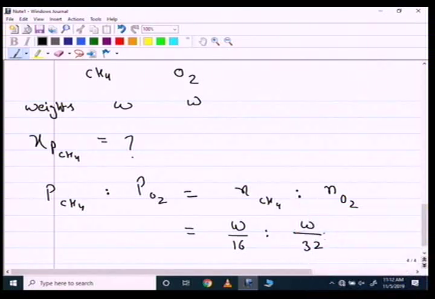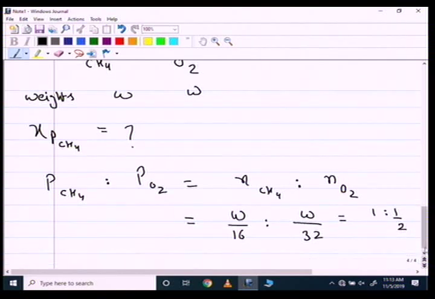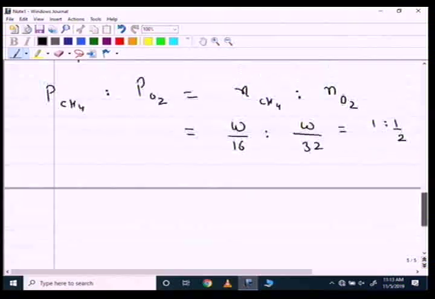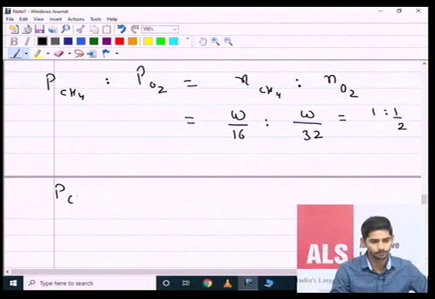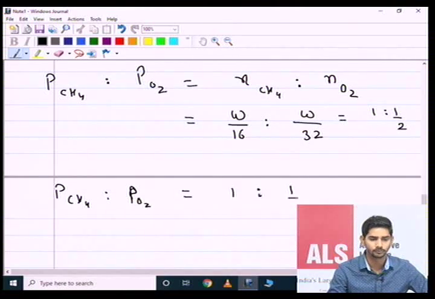Just solve this. Look at this. On solving, you will get 1 is to 1 by 2. I hope it is clear to everyone that you can solve this one. Okay, so look at this. This is the ratio of pressure of CH4 and O2, which is 1 is to 1 by 2.